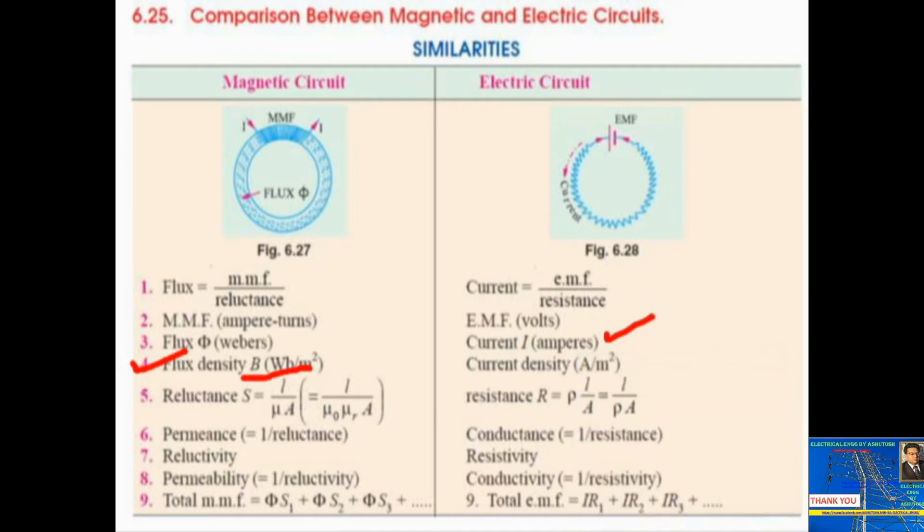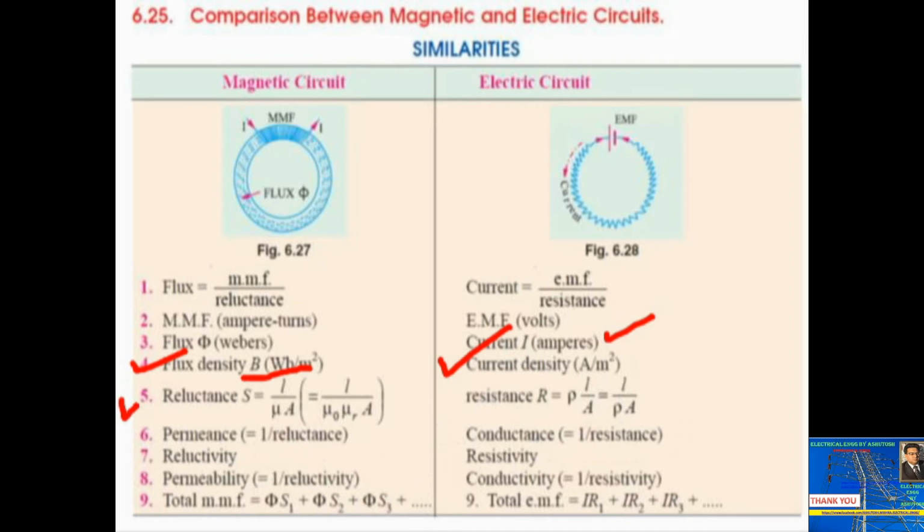And then you see here in the electric circuit there will be current density. Here the current flowing per unit area is the current density, in ampere per meter square. And then fifth point, guys, is called reluctance.